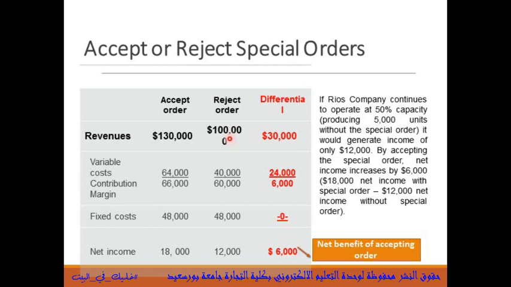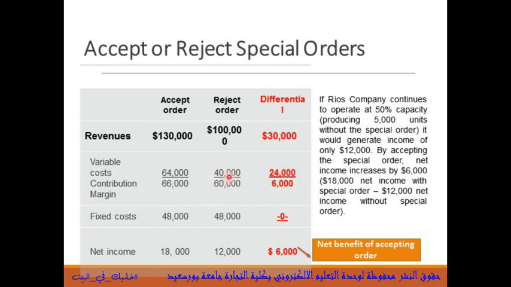So revenues will increase from $100,000 to $130,000 if the special order of 3,000 units at $10 discount price is accepted. If the special order is accepted, revenues will increase by $30,000. Variable cost will also increase from $40,000 to $64,000. Variable cost will increase by $24,000 because sales volume increases by 60%. Variable cost also increases by the same proportion.